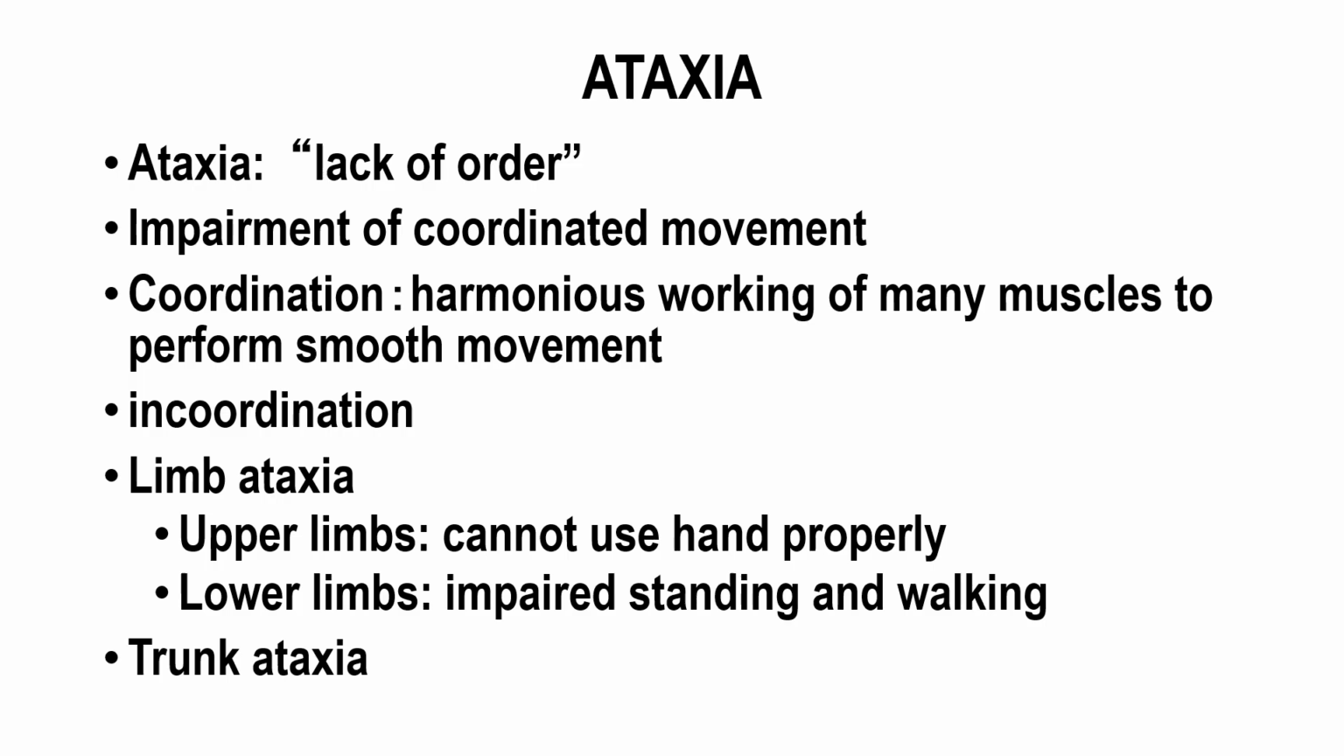When ataxia appears in the limbs, in the upper limbs it means that the hands cannot be used properly, and in the lower limbs it manifests as difficulty in standing and walking. Trunk ataxia impairs standing and sitting, and also impairs walking.